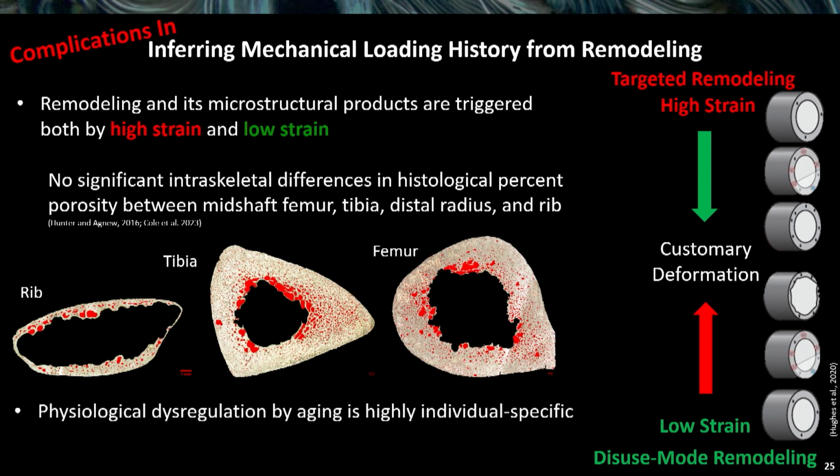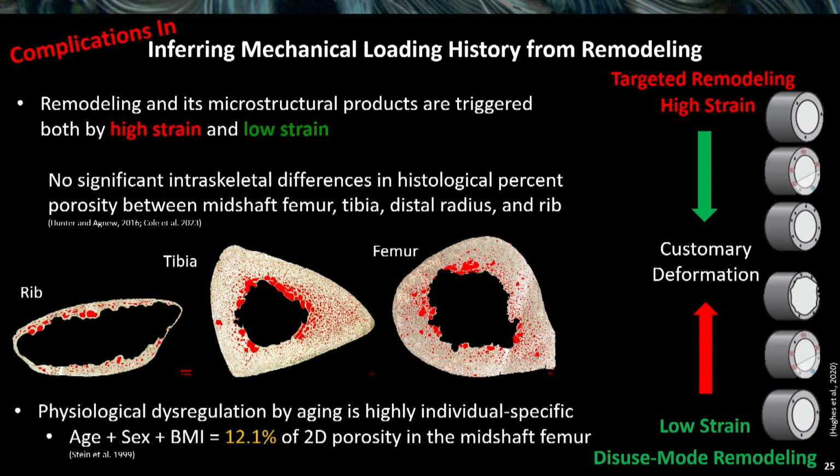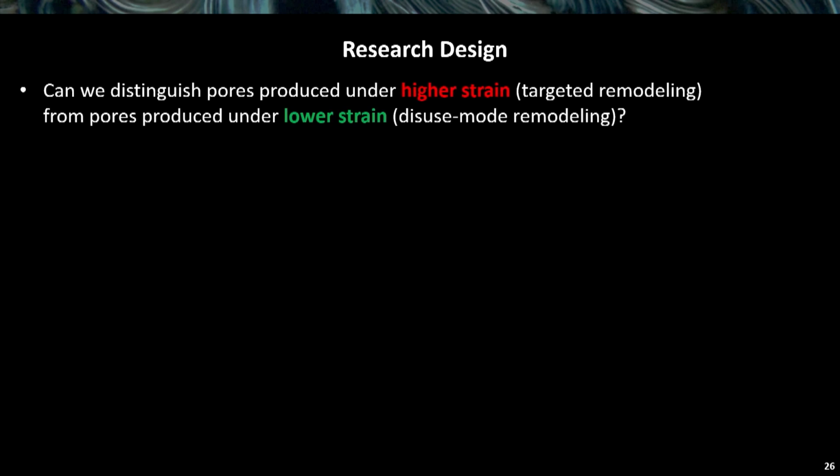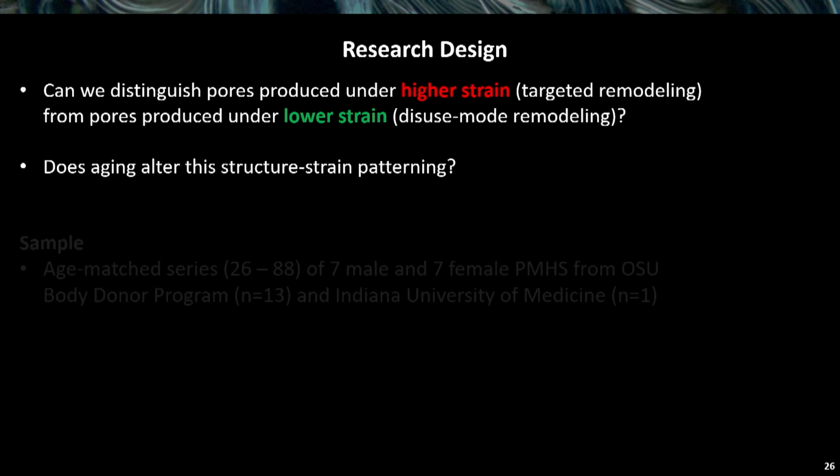The other complication is that physiological dysregulation by aging is highly individual specific. Age, sex, and BMI only account for 12.1% of 2D porosity in the midshaft femur. So instead of asking, can we predict the absolute amount of porosity from age and some other factors, let's ask, can we distinguish what type of remodeling is actually responsible for this porosity? In other words, are pores produced by high-strain targeted remodeling morphologically different from pores produced by lower-strain disuse mode remodeling? And does this alter with age?